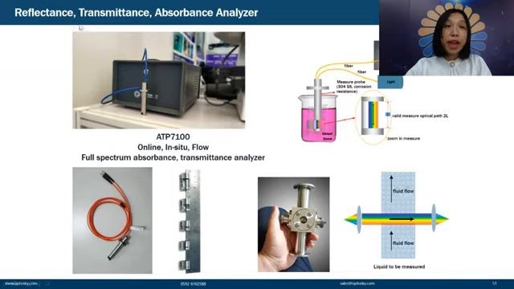Finally is the reflectance, transmittance and absorbance analyzer. We have the ATP 7100. It can realize online, in-situ, and flow monitoring. And these are the principles. We have this detector zone. Just have a measured optical path with a measurement probe. This is the probe to put down here, and the light source goes in here, and the spectrometer can make analysis of this spectrum.